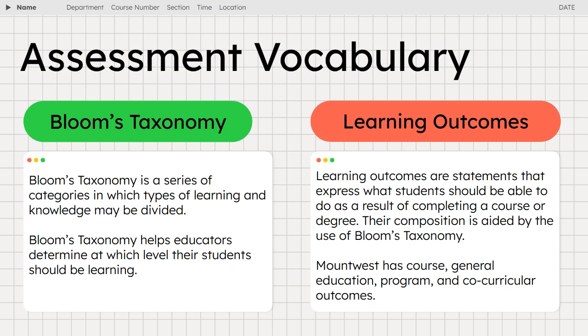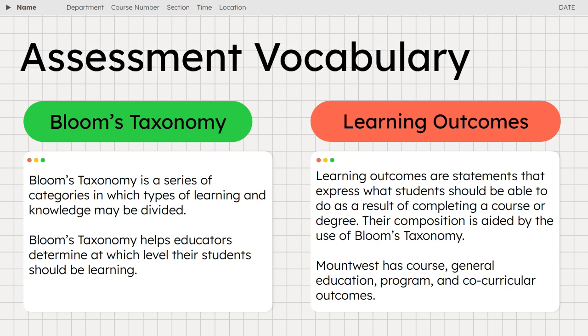Next, we've got Bloom's taxonomy. I am sure you have heard about Bloom's taxonomy before. If you have not, though, Bloom's taxonomy was originally published in 1956. I believe I'm correct there. And it is often presented as a triangle in its geometrical shape, and it is a series of action verbs that help to provide categories for types of learning and knowledge for students.